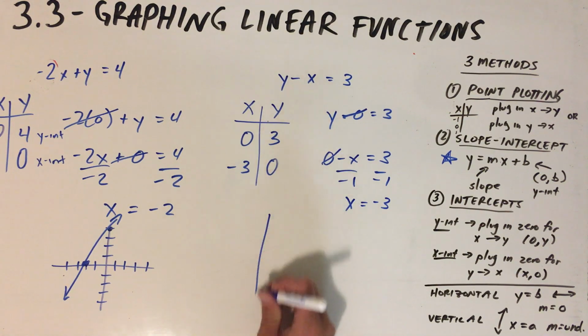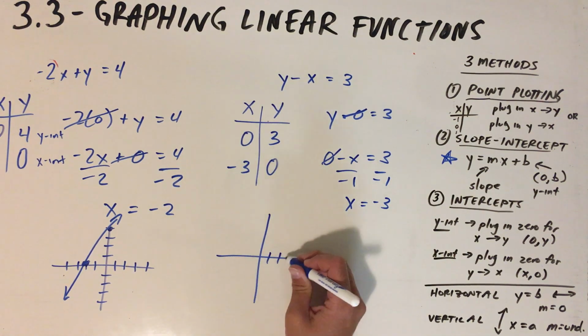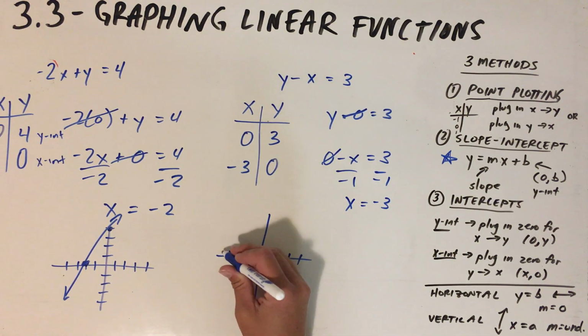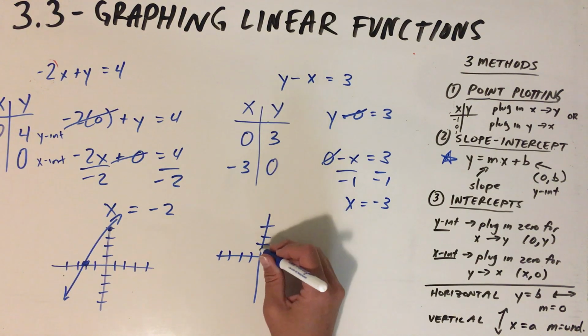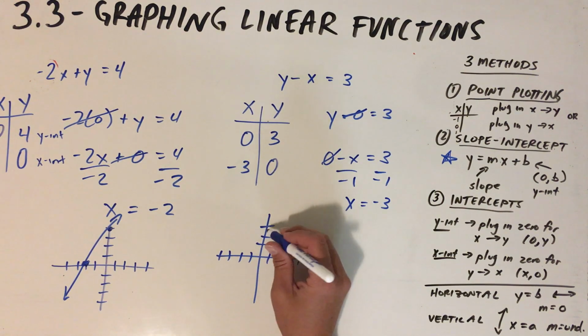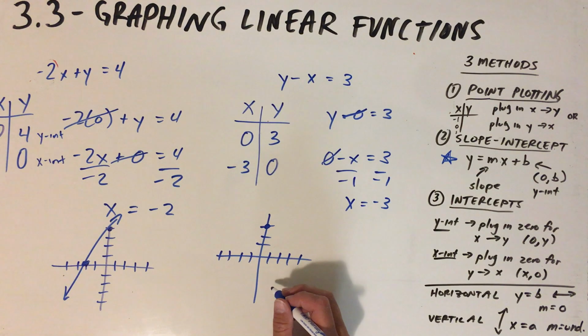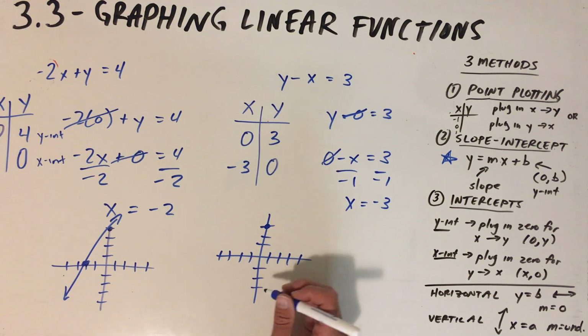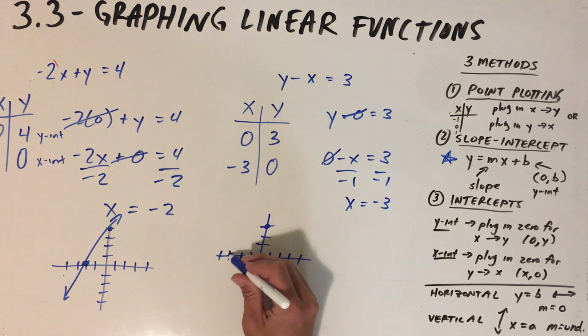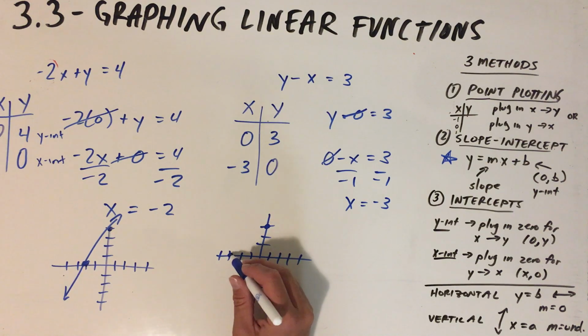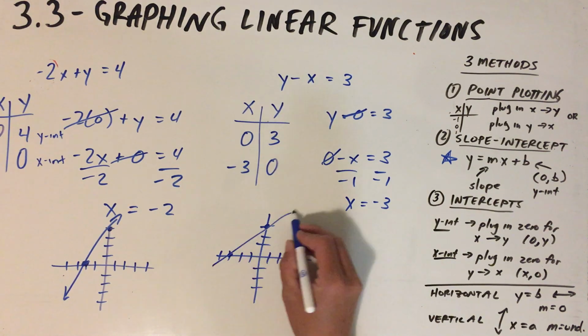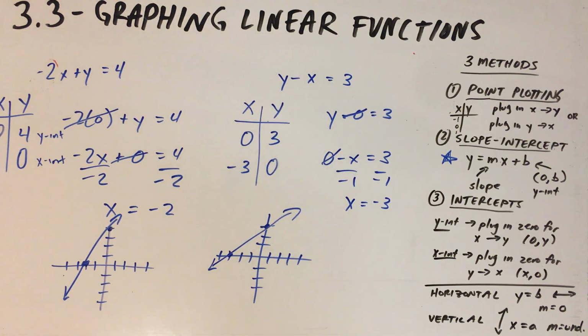Okay, so what does this look like then? I'm going to go to the point 0, 3, which is no movement in the x direction, but up 3. So that's my here point. And then I'm going to go to negative 3, and that is right here, negative 3, 0. And we'll connect those dots, and we have now graphed that line using the intercepts.